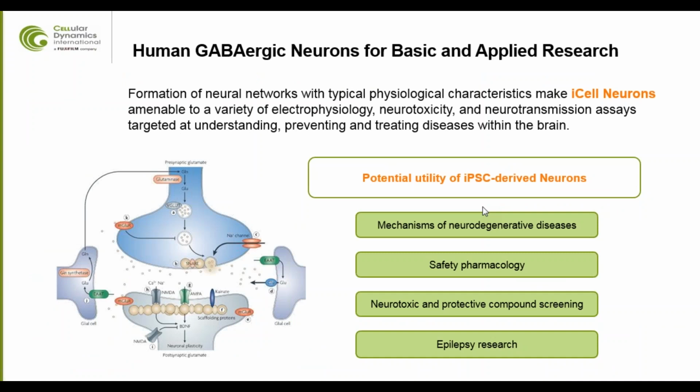We're going to be focusing on toxicity here, and I'm going to focus in on GABAergic neurons as well as glutamatergic neurons. So the GABANeurons, as the name implies, are primarily GABAergic, and we can see them being used in a variety of neurodegenerative diseases, safety pharmacology, as well as compound screening and drug development. I'm going to focus in on a couple of examples from the literature here of safety pharmacology and neurotoxicity.